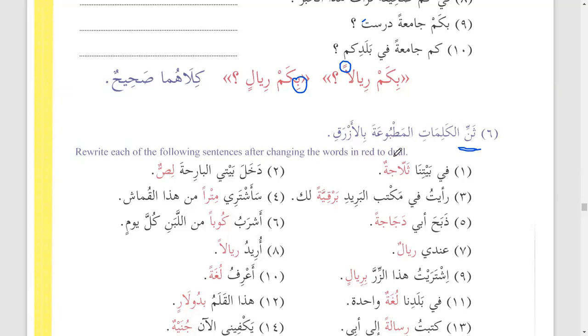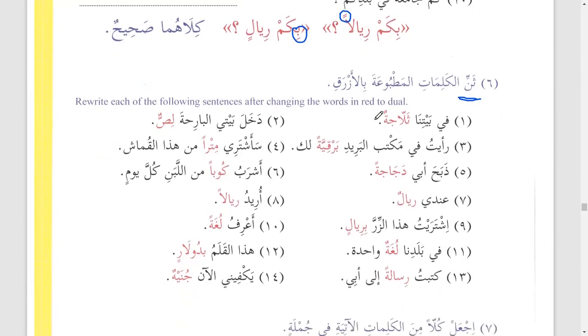Okay, so al-matbu'a is basically translated as passive, printed. The ones that are printed in blue or the ones that are typed in blue. So we can use both words, matbu'a, typed or printed, bil azraq, in blue. Okay, or bil ahmari.